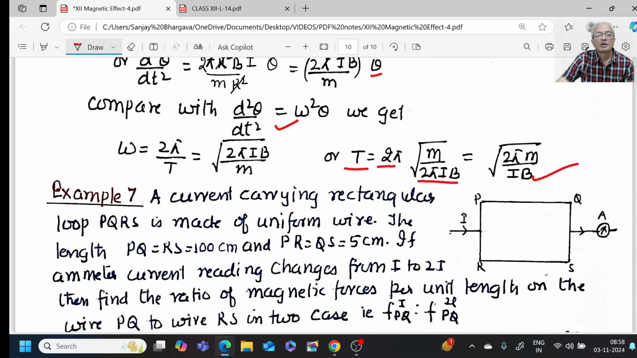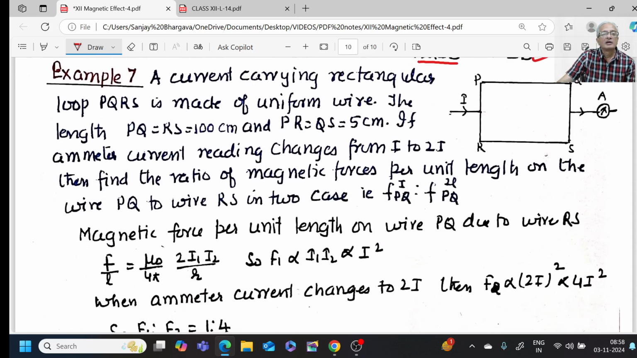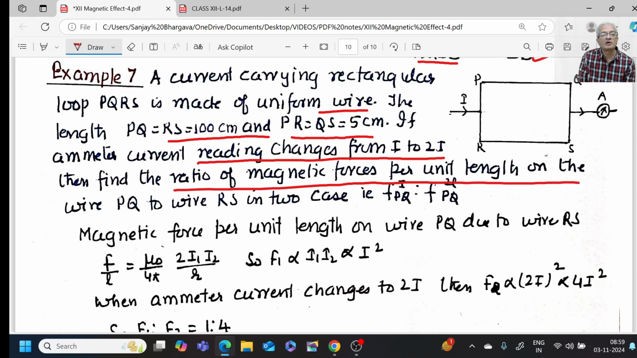Example 7. A current carrying rectangular loop PQRS is made of uniform wire. The length PQ is equal to RS is equal to 100 centimeter, and QS is equal to 5 centimeter. If the ammeter current reading changes from I to 2I, then find the ratio of magnetic forces per unit length on wire PQ due to wire RS in the two cases, that is FPQ for the first and FPQ for 2I.